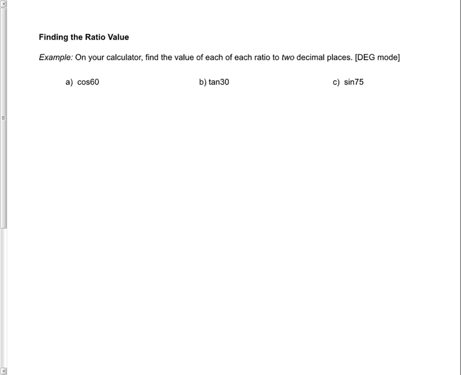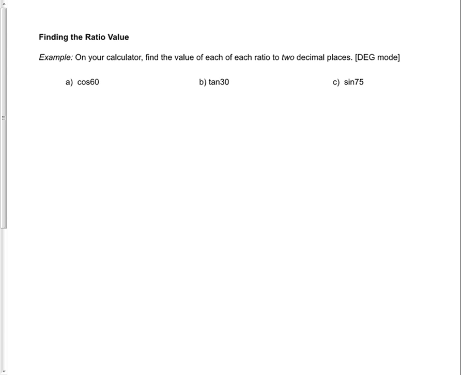So the next thing that we're going to do is find out what the ratio value is. Sometimes you'll be looking at a question and you'll see the cos of 60 degrees, or the tan of 30 degrees, or the sine of 75 degrees. And you may ask yourself, what does that actually mean? The important thing to recognize is that cos of 60 degrees just represents some decimal number. It's just a fancy way of saying a decimal number, and you can substitute those two things in for each other.